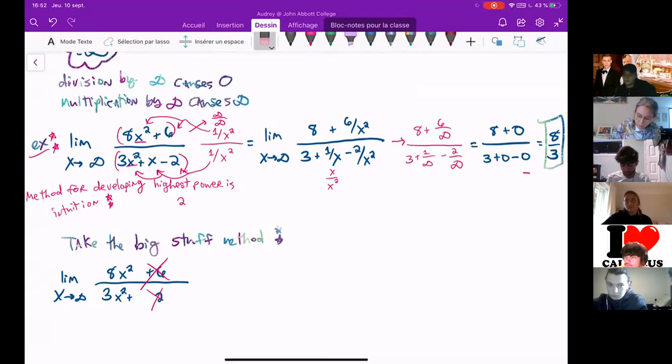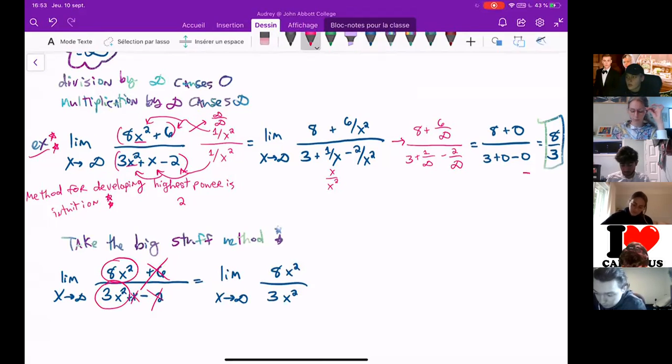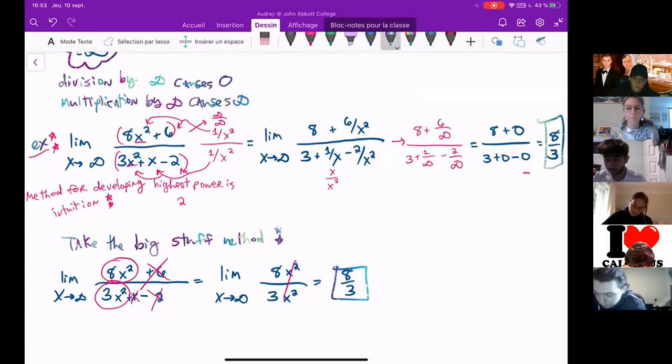So that x also doesn't matter. The only thing that matters is the biggest term. So I can say that this is equal to the limit as x goes to infinity of 8x squared over 3x squared. Can I now cancel those x squareds out? Yeah. And what do I have left when I do? 8/3. Did I get the same answer? Yes. So is this the method we're going to be using most of the time? We're going to use most of the time, yeah.